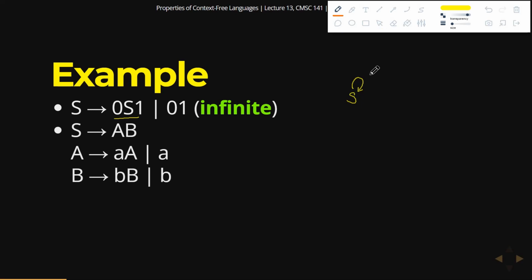Next, how about this one? We have 3 variables, S, A, and B, and S goes to A and B, so there's a directed edge from S to A, S to B, and then A goes to A as well, and B goes to B as well. So this is also infinite because of the self loops.